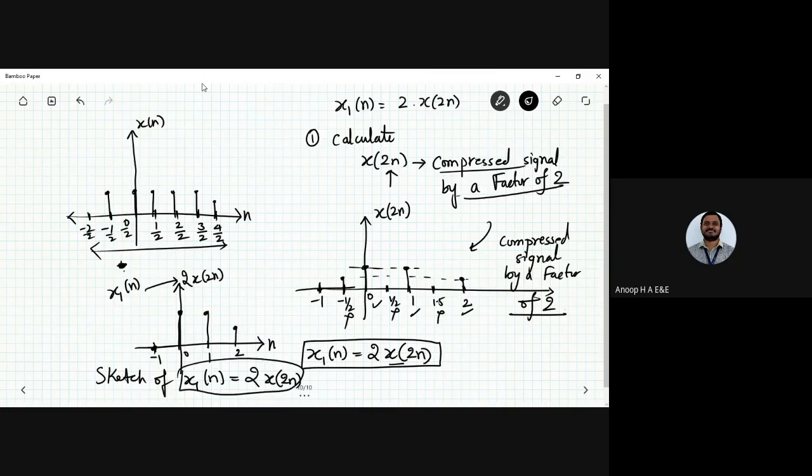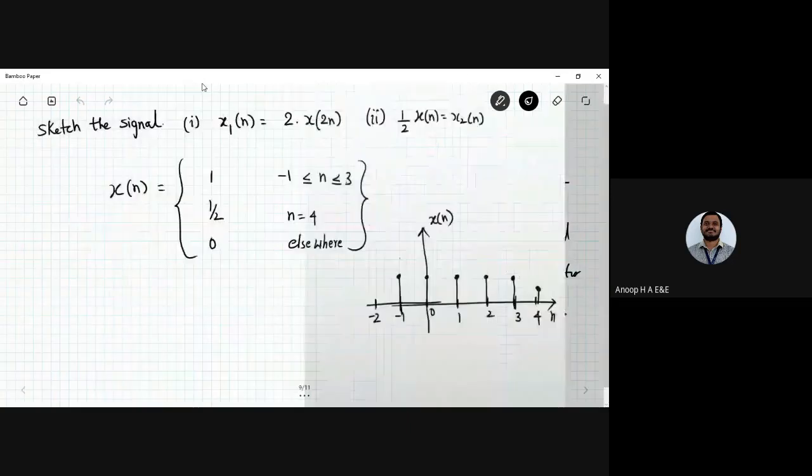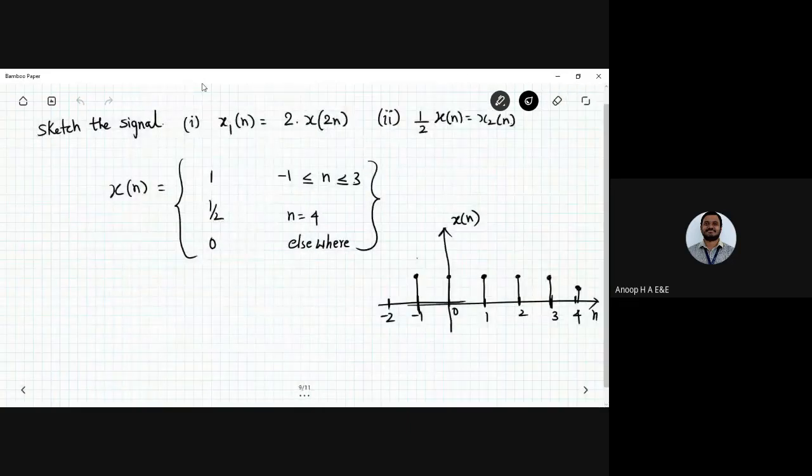So this is one thing that you are going to observe. Okay, so next question would be half of x of n.